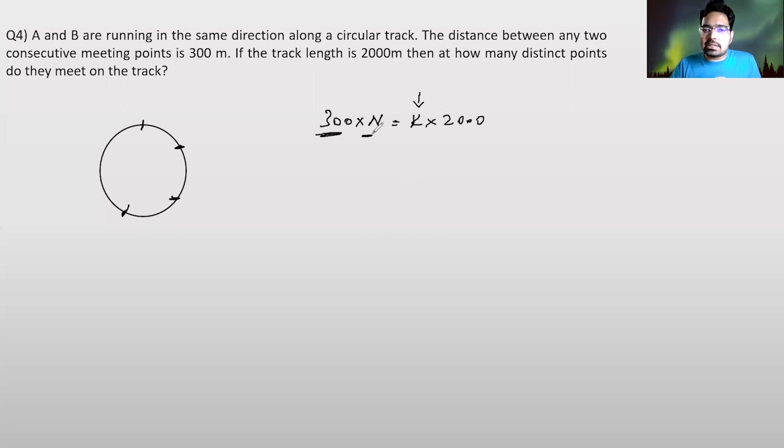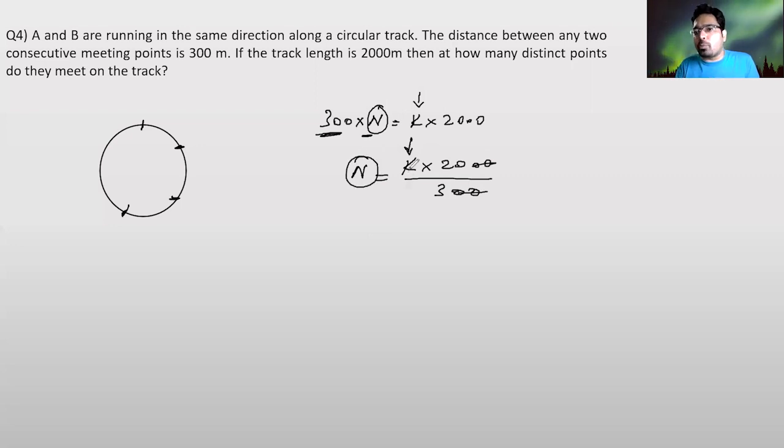So let's understand this thing. n is the number of distinct points, okay? So n will be nothing but k into 2000 divided by 300. This will get cancelled out over here. So now what should be the value of k such that n turns out to be an integer? You can't have 2.5 meeting points, right? So either you will have 2 meeting points or 3 meeting points, right? So the value of n has to be an integer.